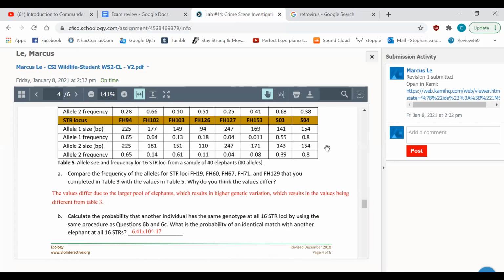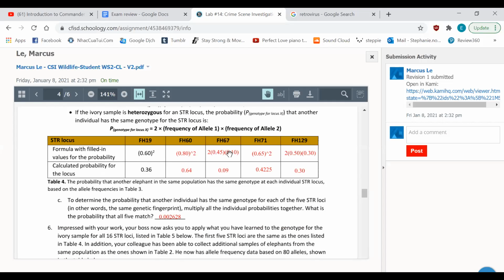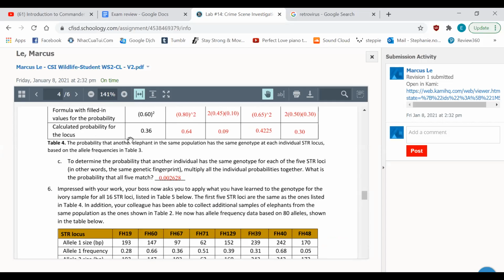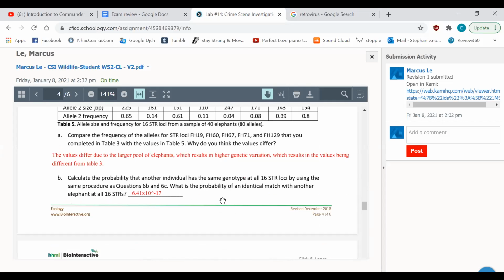Now, some of you didn't do this table because it was a pain in the butt, but they gave you all the frequencies. So what me and Joseph did was we ran through, plugged them all into their formulas, got the probability for each locus, multiplied them all together, and got 6.41 times 10 to the negative 17. Now, if you got a different answer, good job. You probably did it better than we did.